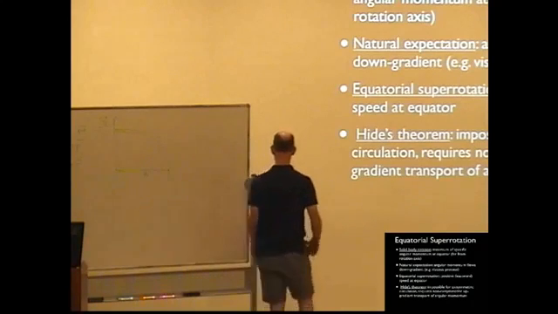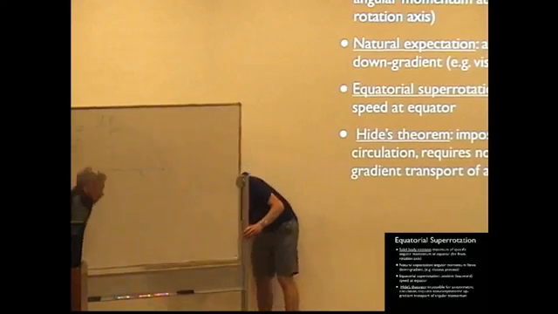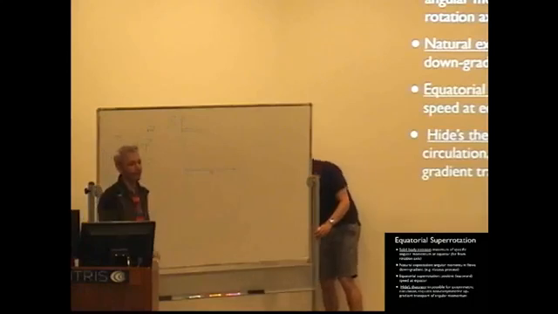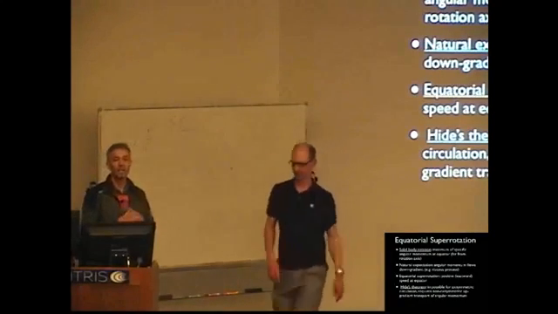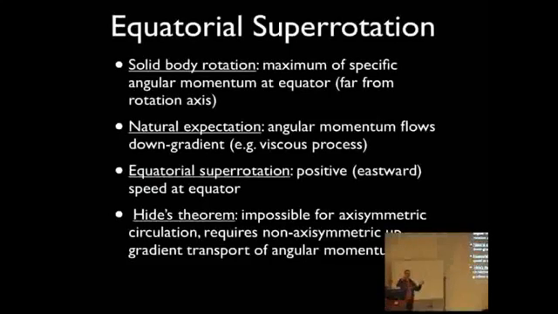Okay. Then the natural expectation that one would have is that angular momentum will flow down gradient. The meaning of that is that angular momentum will flow from the maximum of angular momentum to a minimum. Why is that a natural expectation? For instance, if you have anything that works like a viscosity, this is the way typically you would expect it to go.